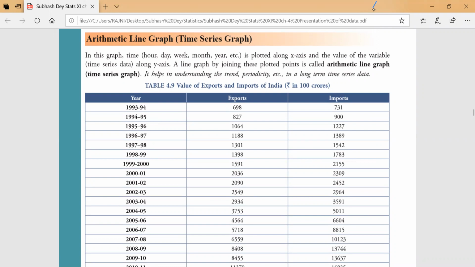So in this graph, you just have to take the time on the base side, plotted on the x-axis, and the value of the variable will be plotted on the y-axis. Whichever points are generated, by joining these points with lines, the line you obtain will be known as the time series data.